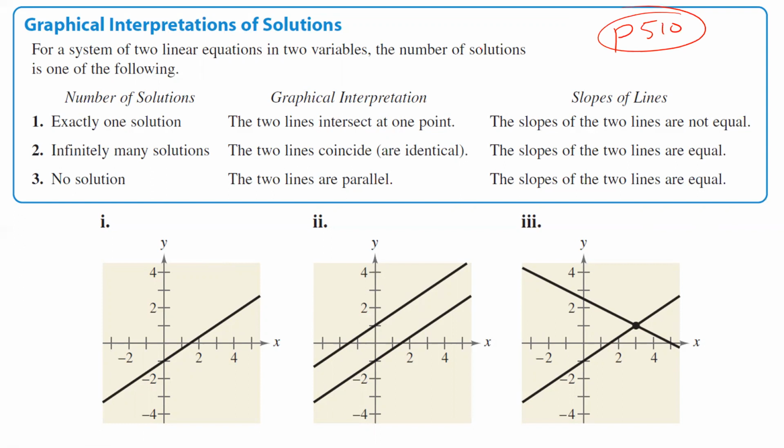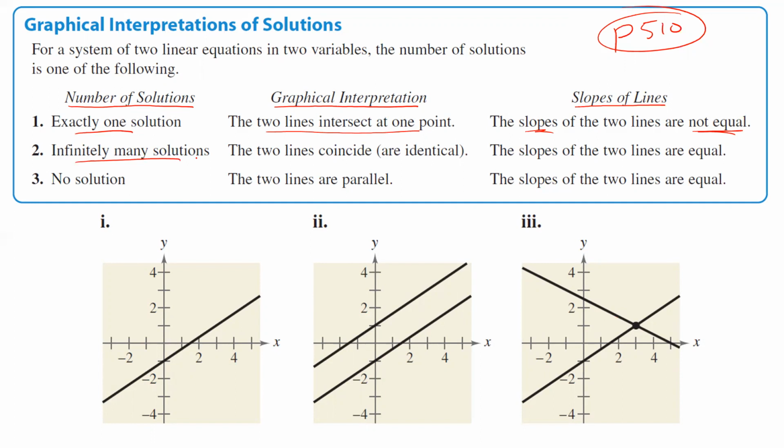Page 510 for this. Notice it's like this right here, and this might help out Owen. We'll see the number of solutions versus what it looks like as a graph versus what the slope of the lines are. If you have one exact solution, the lines intersect at a single point, and the slopes are not equal to each other. That is because if the slopes are equal to each other, we're in trouble, right?